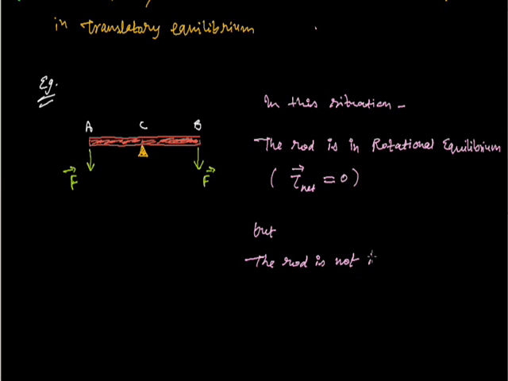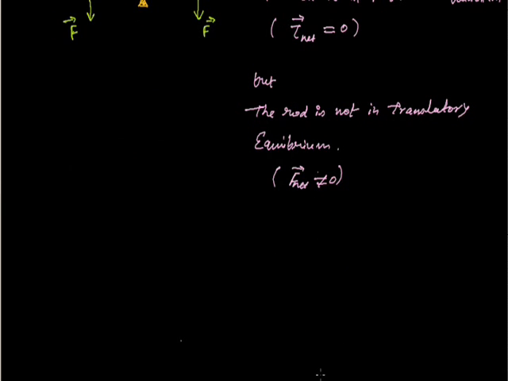But the rod is not in translatory equilibrium. The net force on the rod is acting in the downward direction. So I think it is clear to you that the body may be in both translatory and rotatory equilibrium, or it may be in partial equilibrium, where the translatory equilibrium exists but not the rotatory equilibrium, or the rotational equilibrium exists for the body but not the translatory equilibrium.